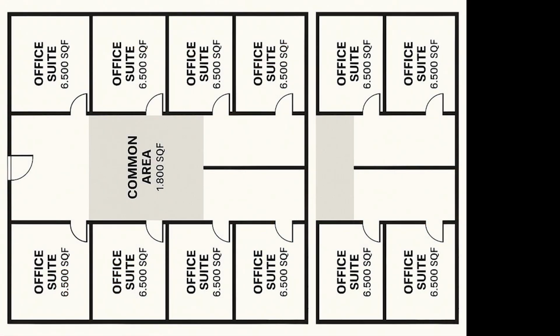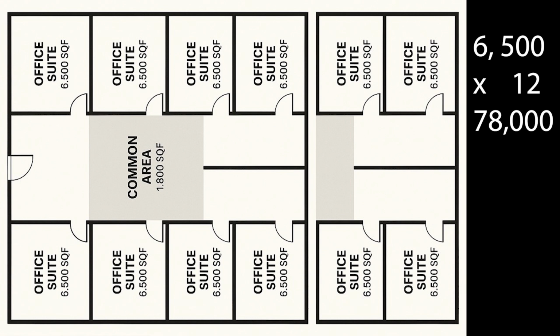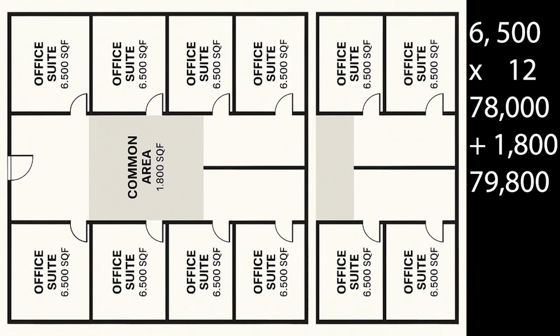Now let's walk through an example. A building has 12 suites. Each suite has 6,500 square feet of usable space. The total common area in the building is 1,800 square feet. Our first step, we will need to come up with a total usable space. So we take the 6,500 square feet that each unit has and times it by 12, since there's 12 units. You'll get 78,000 square feet. Now we add in the common area. So the total building space is 78,000 square feet of usable space plus the 1,800 common area. This comes out to 79,800 square feet.